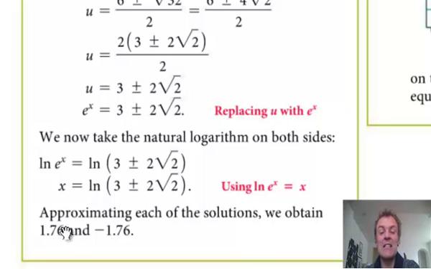If you put it in your calculator, you'll get these two. Now remember, just double check: 3 minus 2 root 2 is still a positive answer, so it's okay. Remember, you can't log negatives. You can have negative answers, but you can't log negatives.